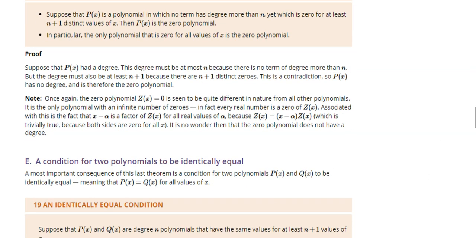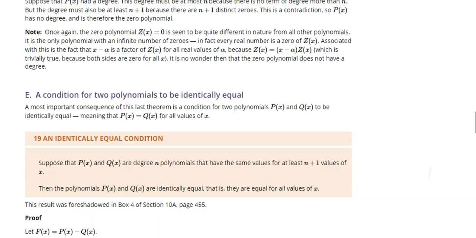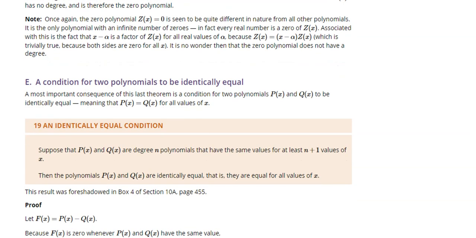They have a proof. I'm not going to go through it. Suppose that p of x has a degree. This degree must be at most n because there is no term of degree more than n, obviously. But the degree must also be at least n plus 1 because there are n plus 1 distinct zeros. This is a contradiction, so p of x has no degree, therefore it is the zero polynomial. And so it goes on.